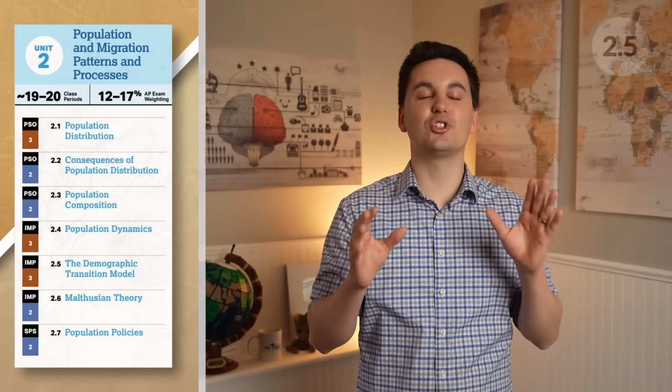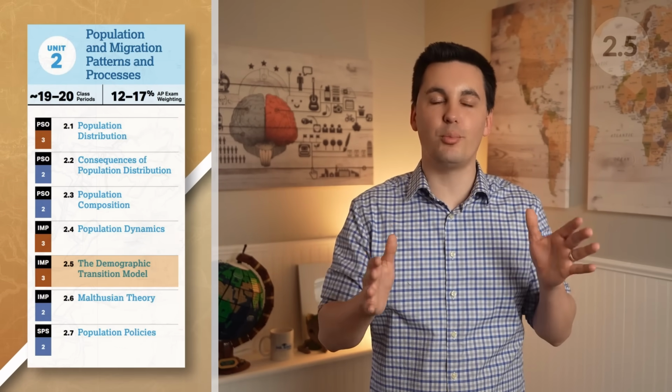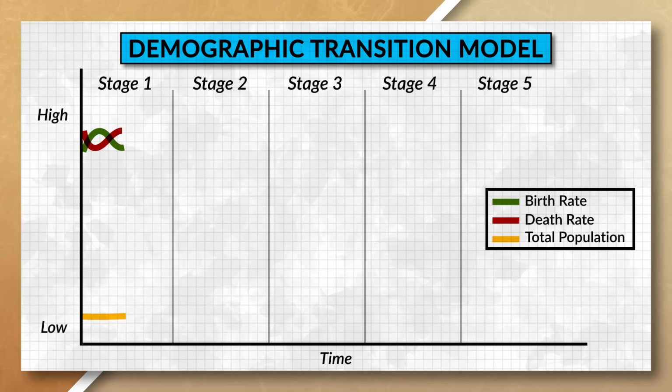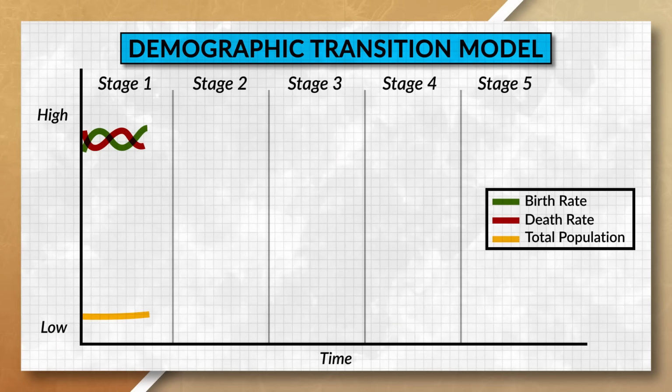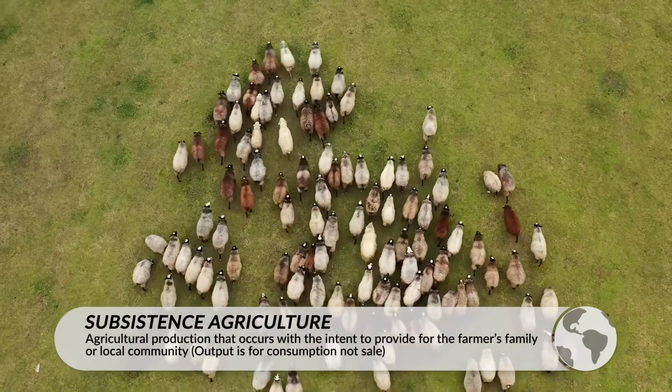All right, the time has come to go over the demographic transition model, which is arguably one of the most important models in this course. The first stage of the model is characterized by a high CBR and CDR, resulting in a low NIR. In this stage, the majority of the population is engaged in subsistence agriculture, where people produce food primarily for their own consumption rather than for sale.